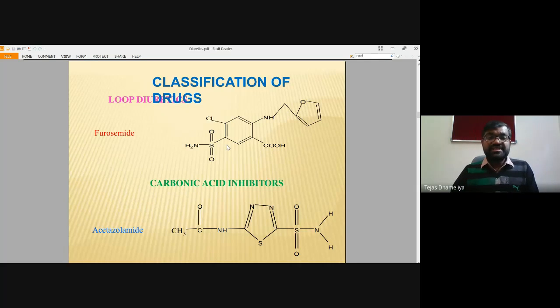Okay, so furosemide is used for this purpose, where it has a sulfonamide at the para position, and chlorine is also one of the substituents present in furosemide, right? And this is a 5-membered ring, an oxy analog of cyclopentadiene, called furan. So this furan ring is present in furosemide. Okay, this is a potent diuretic.